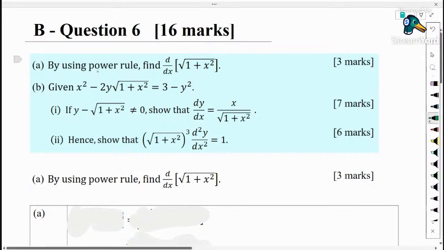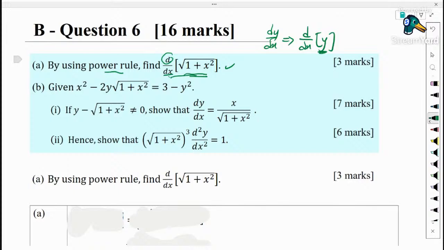Let's see. Part A, by using power rules, find these differentiations. I hope you don't get confused by this notation here. We have d/dx, which means differentiate with respect to x for this function here. Previously, you had dy/dx, right? This actually means differentiate with respect to x for the subject y. And because the subject is very simple, just y, we just write dy/dx. But now the subject is the square root of 1 plus x squared. And let us see how we get the answer.